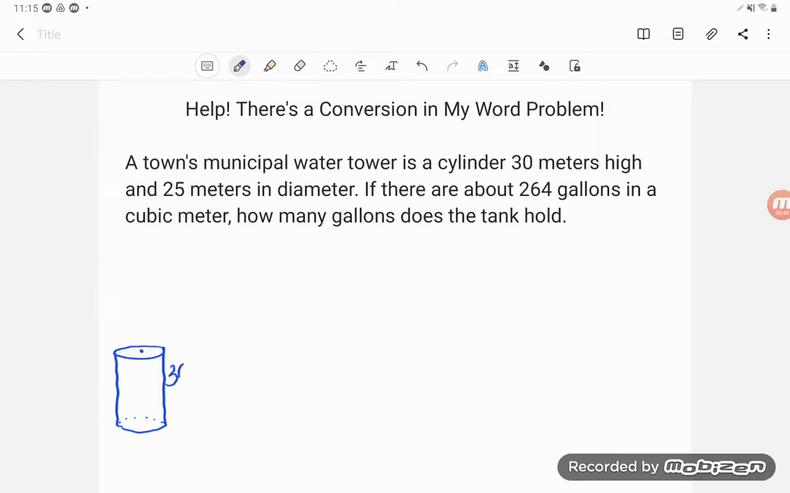Okay, so it's a cylinder 30 meters high. Let me label my 30 meters high and 25 meters in diameter. Remember that the diameter is a line that goes through the center of a circle from end to end. And so there's the diameter, which we said was 25 meters. Just going ahead and visualizing what's going on. Now it says if there are about 264 gallons in a cubic meter, how many gallons does the tank hold?